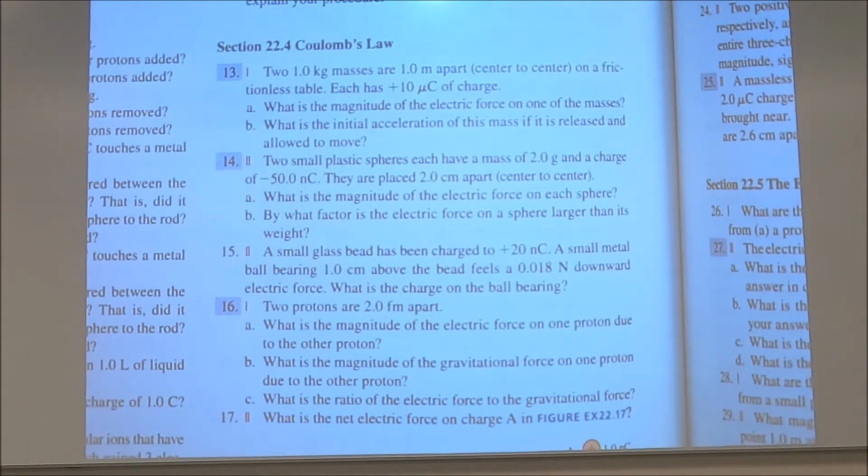Okay, we're going to look at 13 and 14. As we look at problem 13, it says two 1 kilogram masses are 1 meter apart, center to center, on a frictionless table. Each has a plus 10 microcoulomb charge. What is the magnitude of the electric force on one of the masses? And what is the initial acceleration of this mass if it is released and allowed to move?